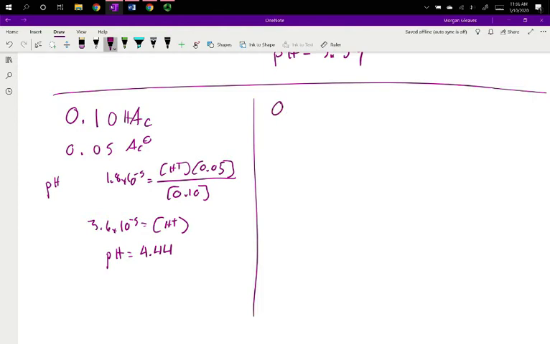Try this one. Let's dilute the solution. I have 0.010 HAC, and I have 0.005 AC minus. So I have 1/10 as much of both of them. Go ahead and pause here, take a second, find that pH.